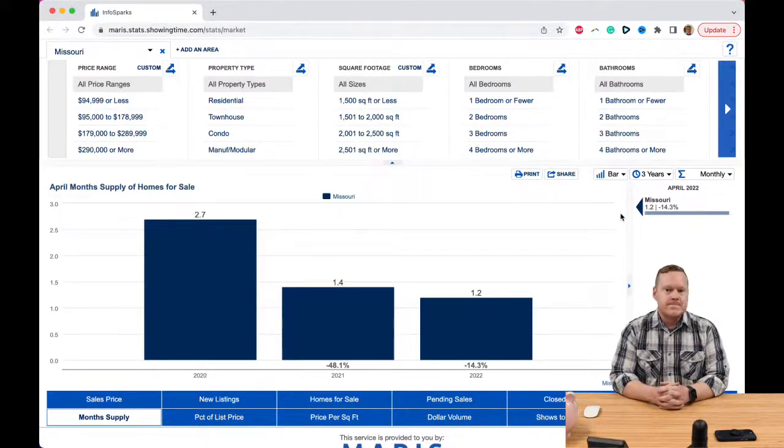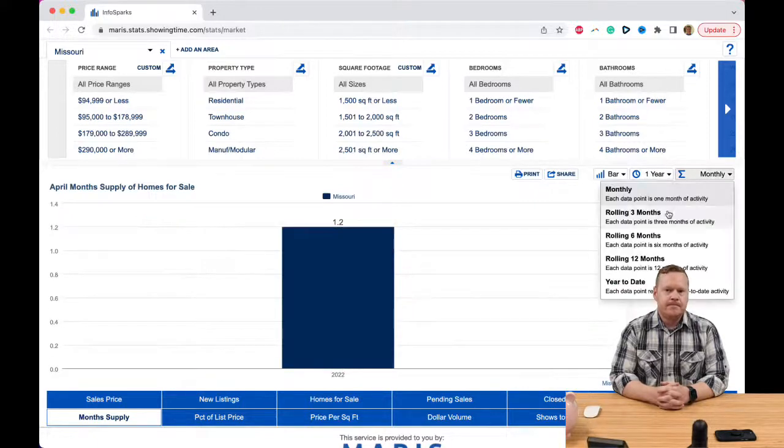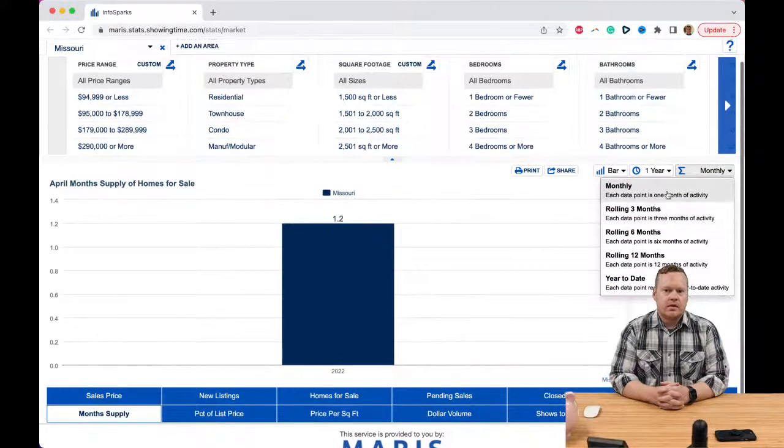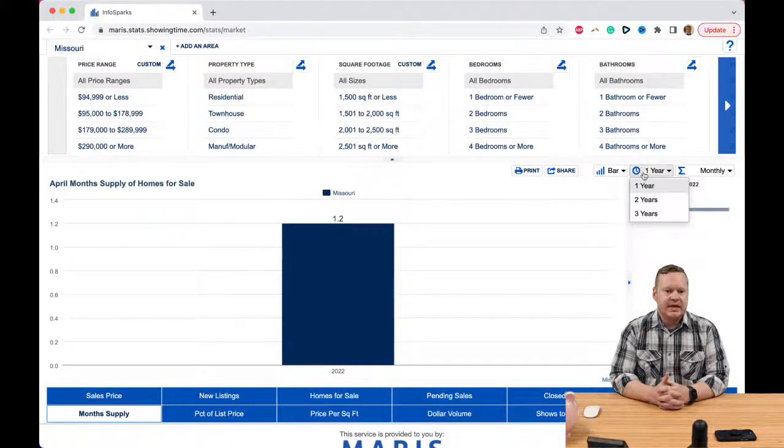3 years. 1.7, 1.4. Ooh, a bar chart. Let's do 1 year and do this by... Oh wow, you got all kinds of data in here. Yeah, so there's tons of good data.